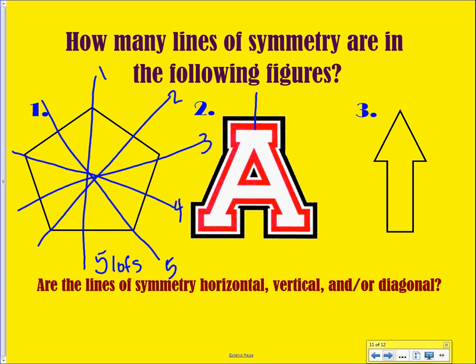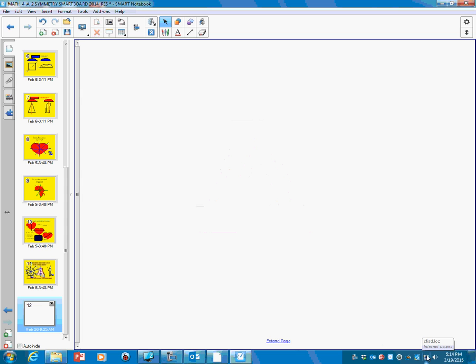The A, you could only do 1, and that's the vertical, 1 line of symmetry. The arrow as well, you could only do 1, and it's a vertical line of symmetry. And that is symmetry. Very simple. Most of them got it really easy.